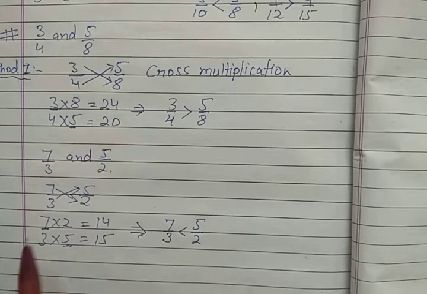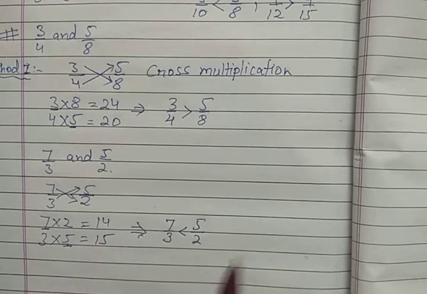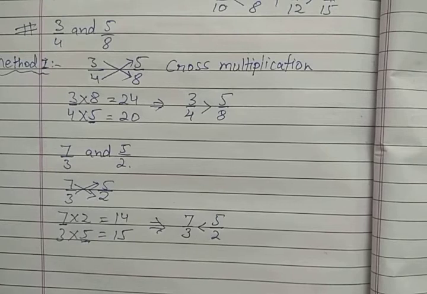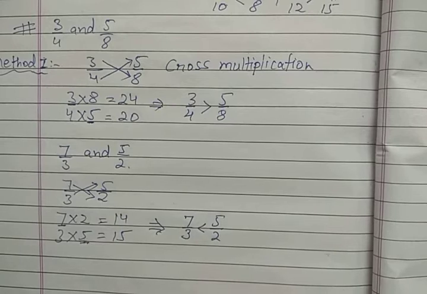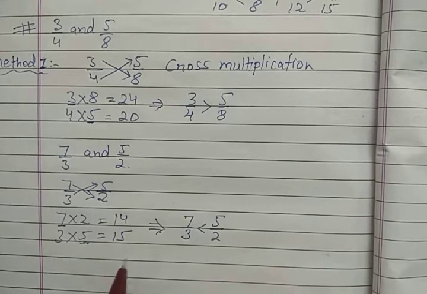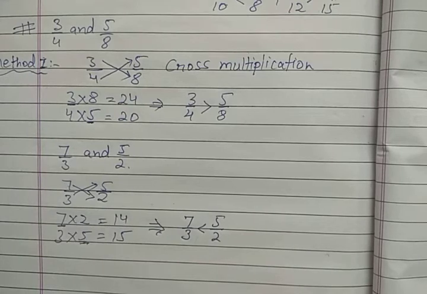So in this way we can quickly compare the fraction by using cross multiplication method. But this method is not convenient जब हम more than 2 fractions को compare करते हैं. 2 fractions को compare करते हुए this method is very good, but जब हमें 2 से ज़्यादा fractions को compare करना होता है तब हम दूसरा method use करते हैं, that is by taking LCM.